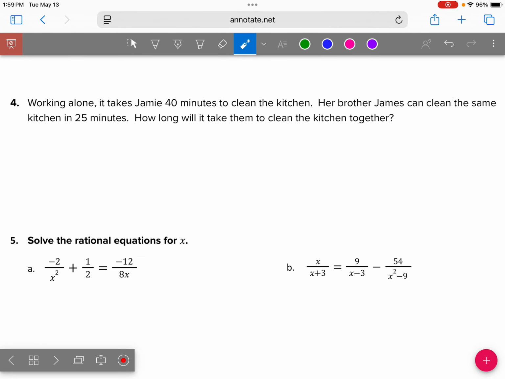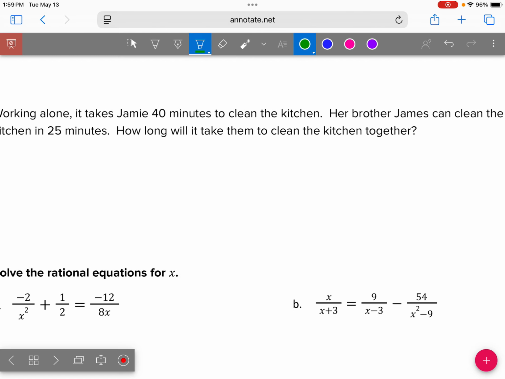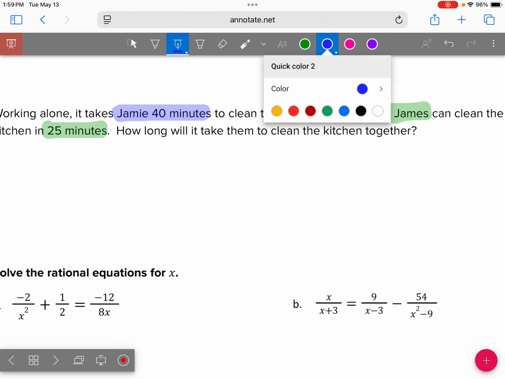We've got working alone. It takes Jamie 40 minutes to clean the kitchen. And her brother James can clean the kitchen in 25 minutes. So we want to know if they teamed up, how long would it take them to clean this kitchen? So if it takes Jamie 40 minutes and James 25 minutes. What are we going to do for Jamie? How are we going to write this out?